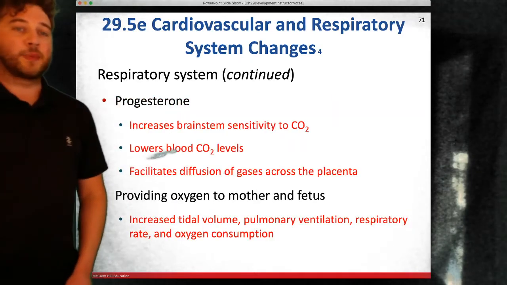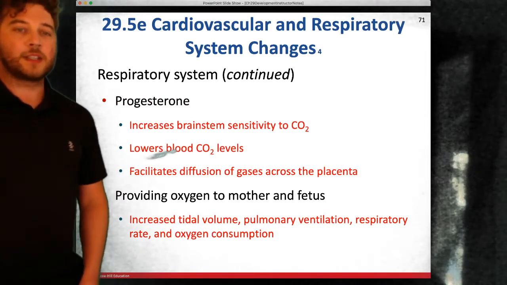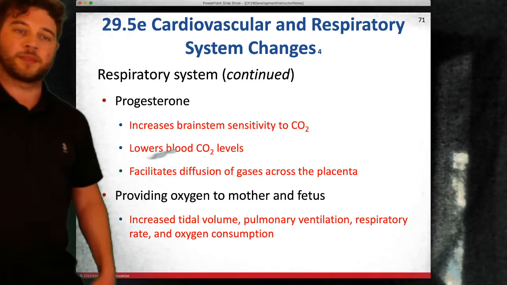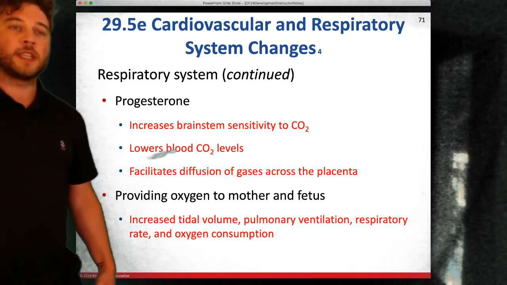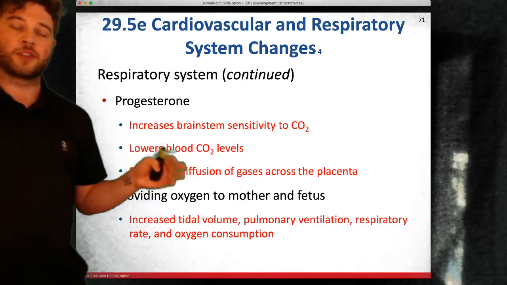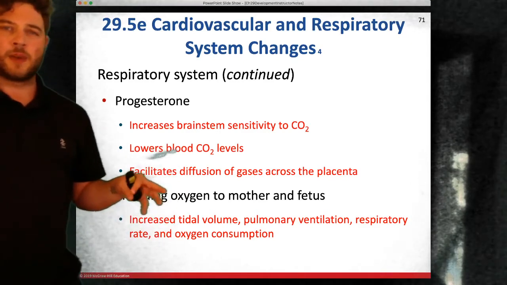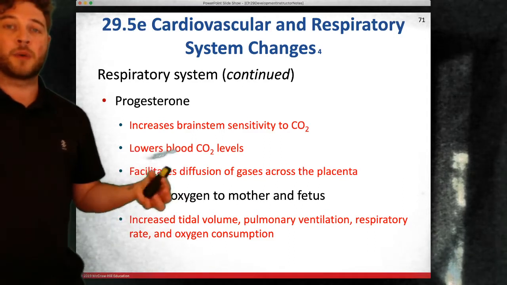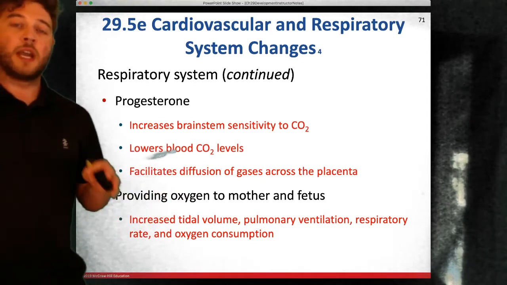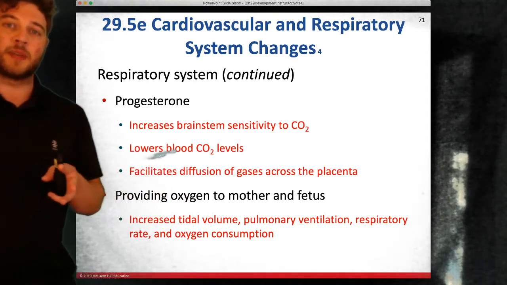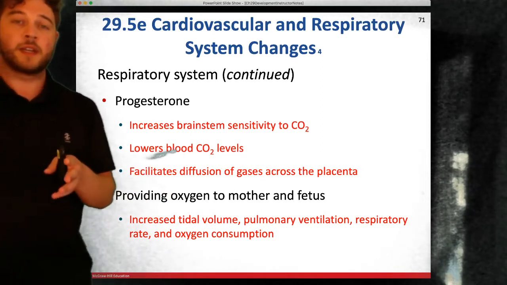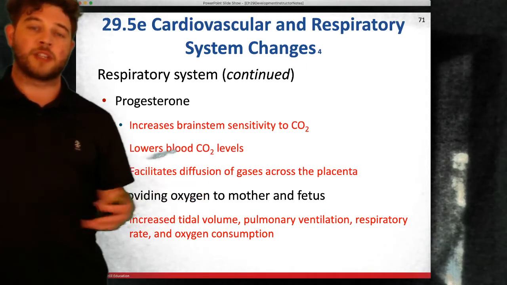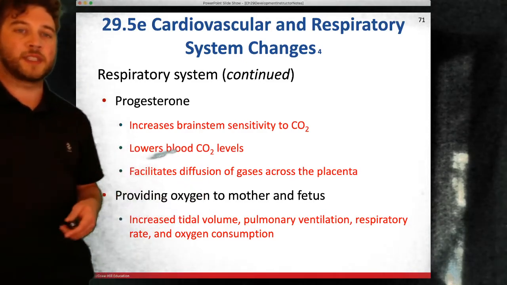Progesterone increases the brain's sensitivity to carbon dioxide to help lower the blood CO2 levels. That's going to facilitate diffusion of gases across the placenta. So it will cause the mother's blood CO2 levels to drop. Instead of being, at our standard in systemic cells, 45, it may be lower at 40 or 42. Since the placenta cells will still be at their standard of, I believe, 45, that concentration gradient will be lower moving towards the mother. That way it ensures that CO2 diffuses out of the placental cells.